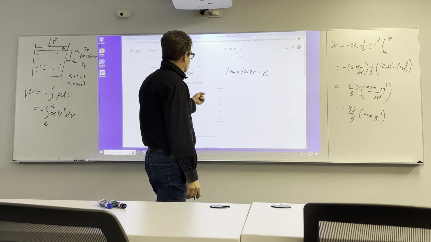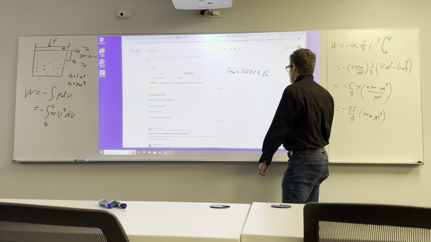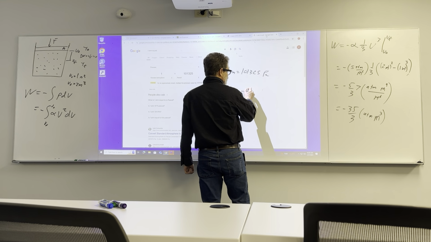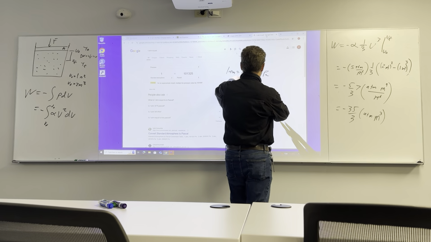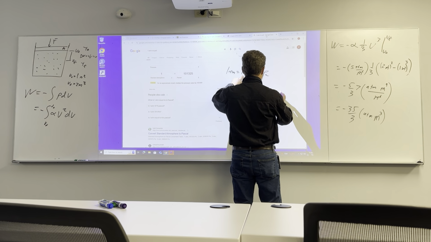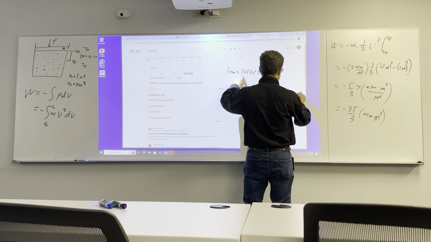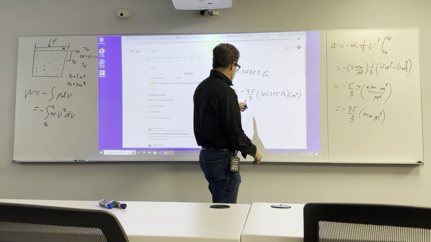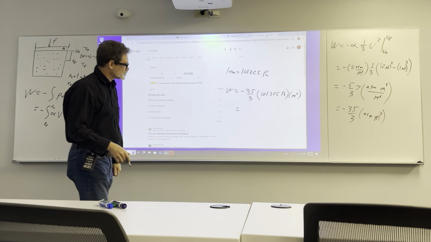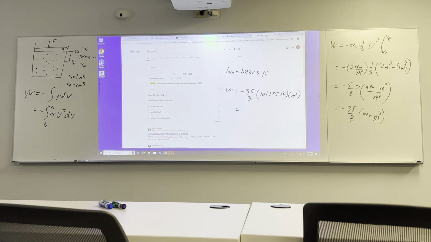So I just gotta convert atmosphere. So I just gotta put in that 101,325. So the work equals minus 35 over 3 times, instead of an atmosphere, I have 101,325 pascals times meters cubed, which gives me joules. Can somebody with a calculator do that for us? So that wasn't too bad once I looked up the conversion, right?